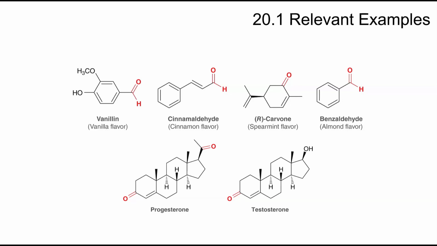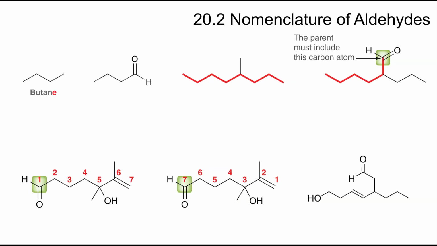They both contain carbonyls. When we name aldehydes, we want to make sure the parent chain includes the carbonyl carbon. Aldehydes always have to be at carbon number 1. If this is butane, the aldehyde that corresponds to that would be butanal, where it has the -al ending. The parent is octane here. But if I put an aldehyde on the group here, my longest chain has to contain that aldehyde. This would be 2-propylhexanal. The aldehyde will always be carbon 1.